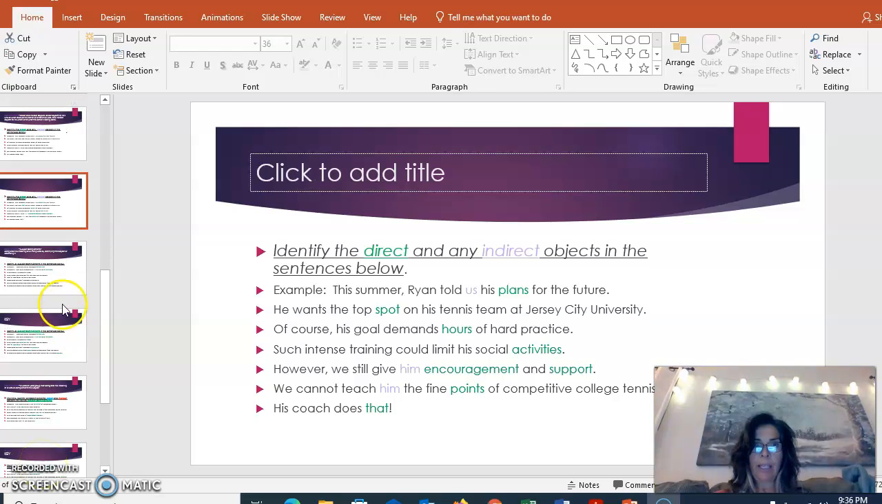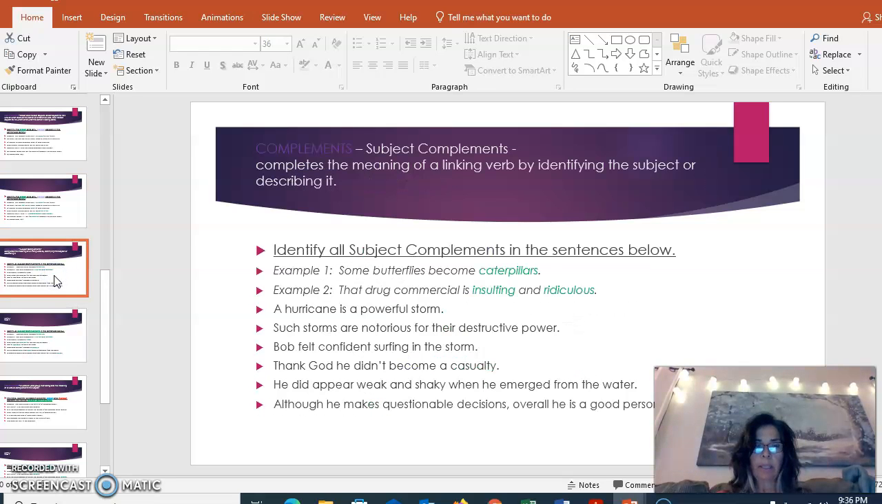Okay, so here's the answer key to the previous slide. In this case, this particular slide is asking you to identify all subject complements. That is, not all direct objects and all indirect objects, just subject complements.